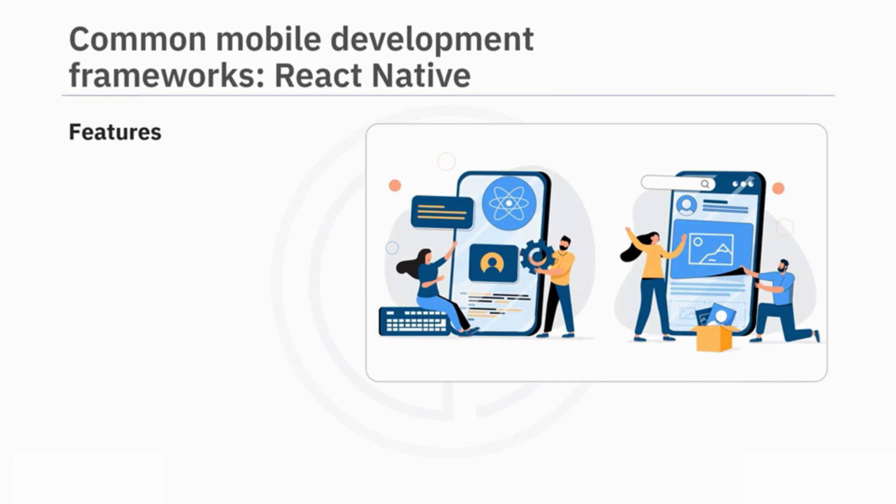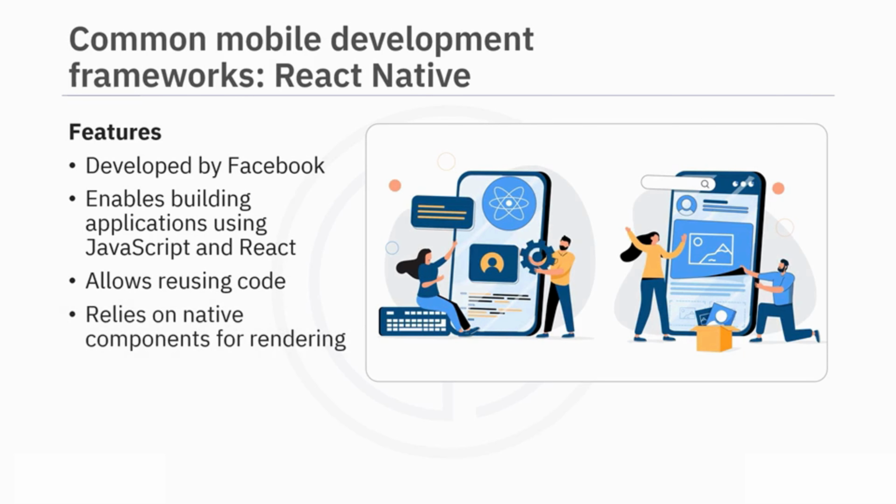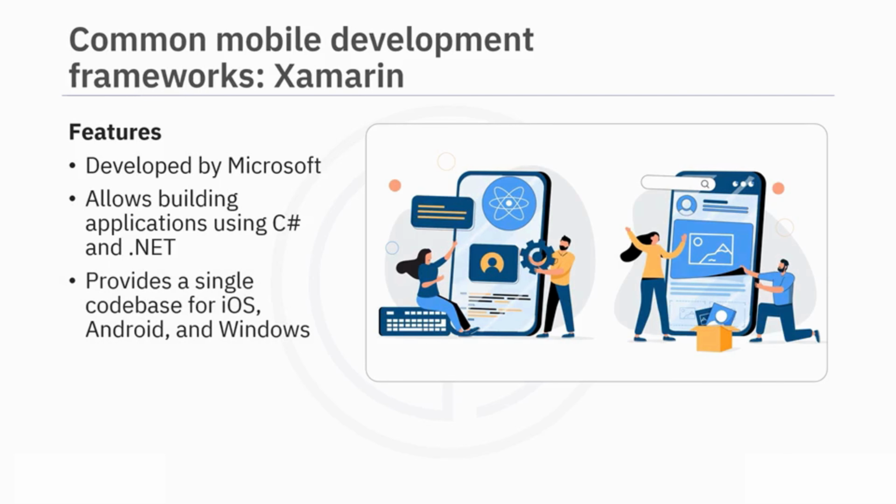Another framework, React Native, is developed by Facebook. It allows developers to build mobile applications using JavaScript and React. Developers can also reuse code across iOS and Android platforms. In addition, React Native relies on native components for rendering. Microsoft has also developed a common mobile framework called Xamarin. This framework allows developers to build mobile applications using C# and .NET. In addition, it provides a single codebase for iOS, Android, and Windows, and offers access to native APIs.